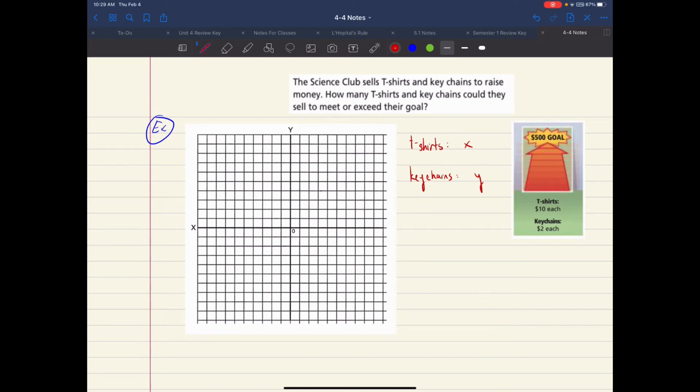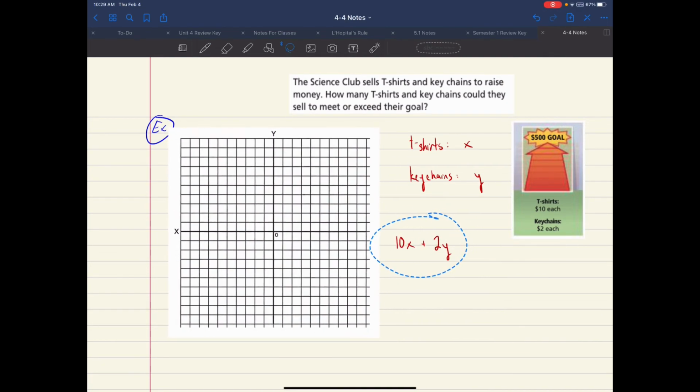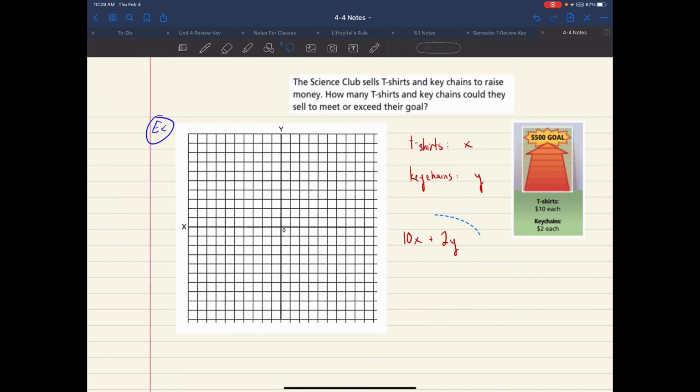So we actually have to create the equation here. Now, t-shirts are $10, so we need to set up some kind of inequality. So we'll have 10x, and we're going to sell keychains for $2, so that's 2y. And we have to work with this $500.